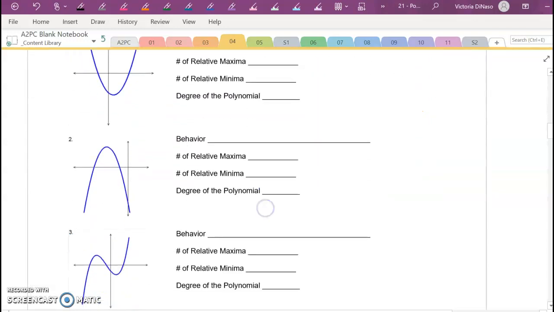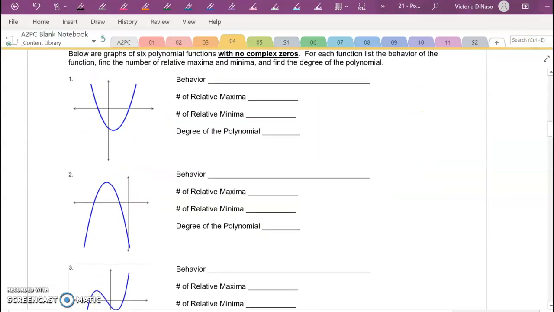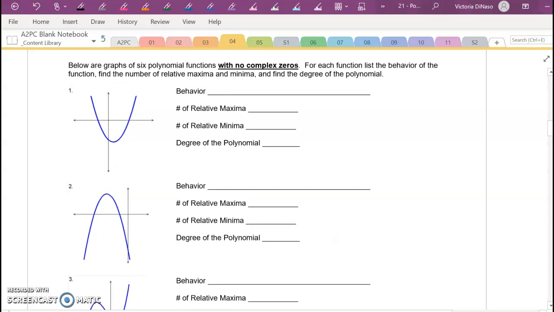We're going to go ahead and do numbers 1 through 6, and we're going to be writing down the behaviors, so increasing or decreasing, as many behaviors as there are. We're going to write down the number of relative maxima, the number of relative minima, and then the degree of the polynomial. The degree of the polynomial has to do with how many times your graph touches the x-axis. None of my graphs will have any complex zeros, because obviously we don't graph those. So no complex zeros in each of these.